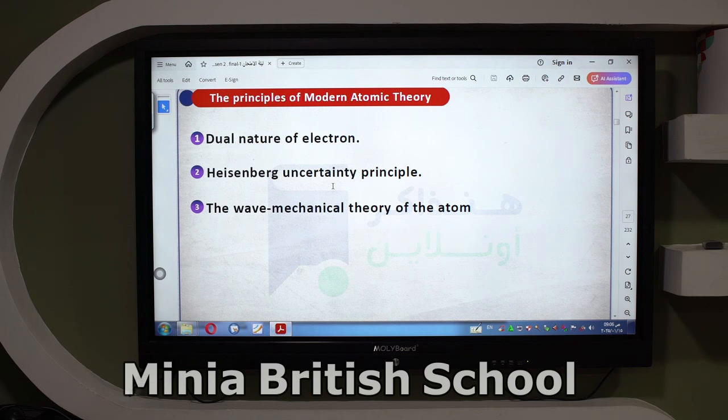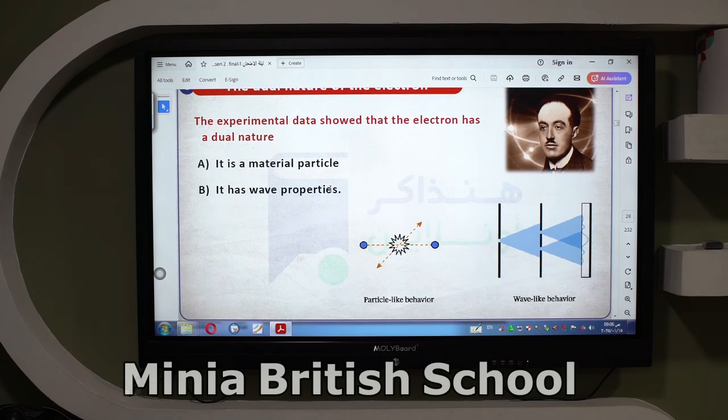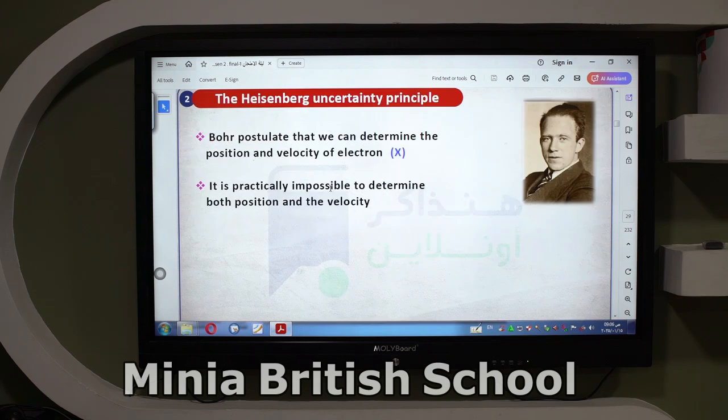So we have the principal modern atomic theory, which is classified into 3 main points. Number 1, the dual nature of the electron; number 2, the Heisenberg uncertainty principle; and number 3, the wave mechanical theory of the atom. About the dual nature of the electron: the electron has material particle and wave properties, so it has two natures, not one, as Bohr said. Bohr neglected that the electron has wave properties.